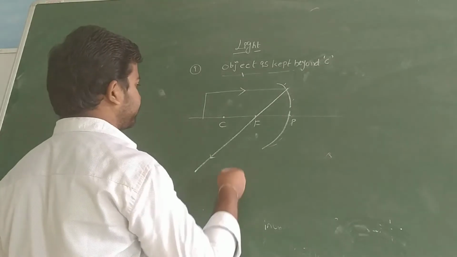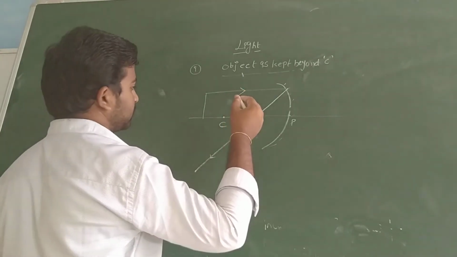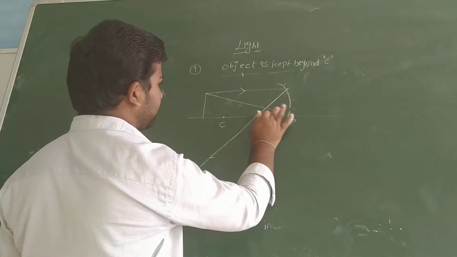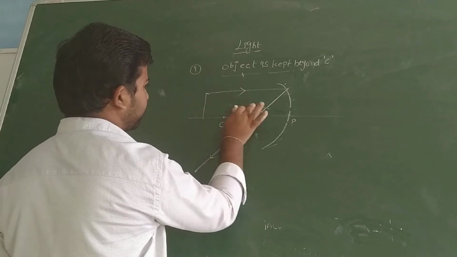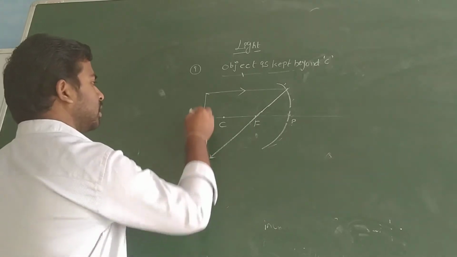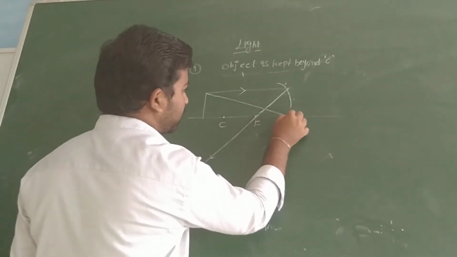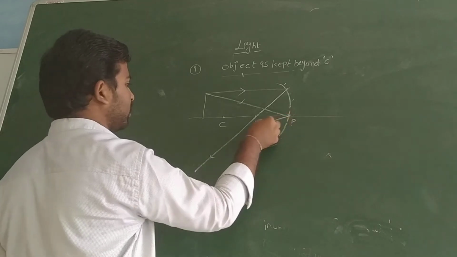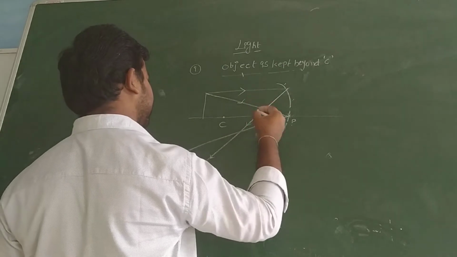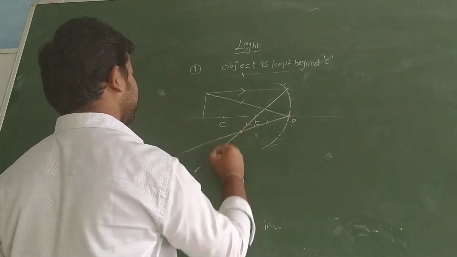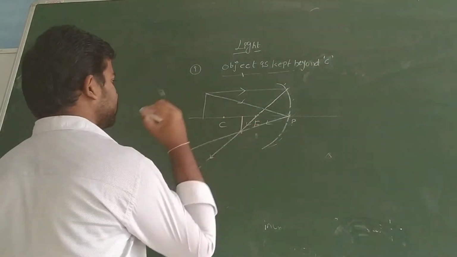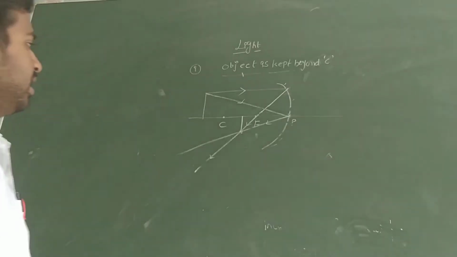And I am taking now one more incident light ray, incident on the pole of the spherical mirror. After reflection it reflects obliquely from the pole. Then it is a reflected light ray. Then here intersection will be there. Here the image will be formed.